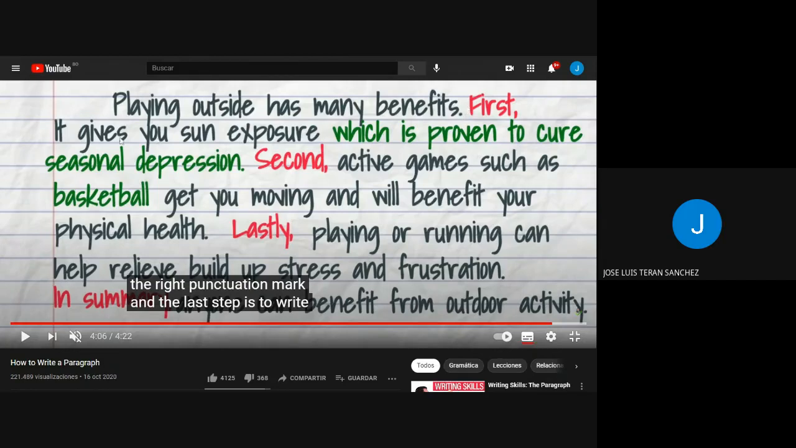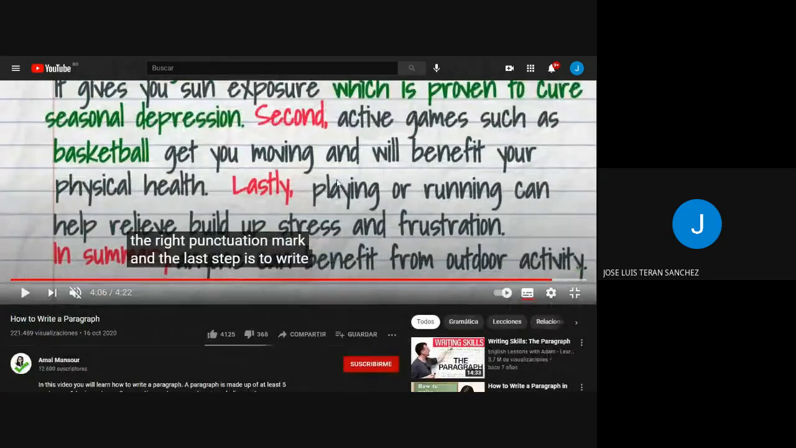Then you will have the three reasons you exposed: one, two, three. And it's recommendable you use some sequence words like first, second, third, fourth, lastly, etc. You can give more details. It's not only three. If you can give more, no problem, but the most recommendable is three. If you can give four, it's okay, but three is the recommendable.